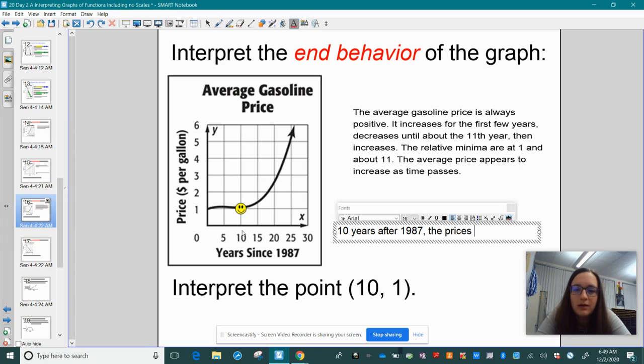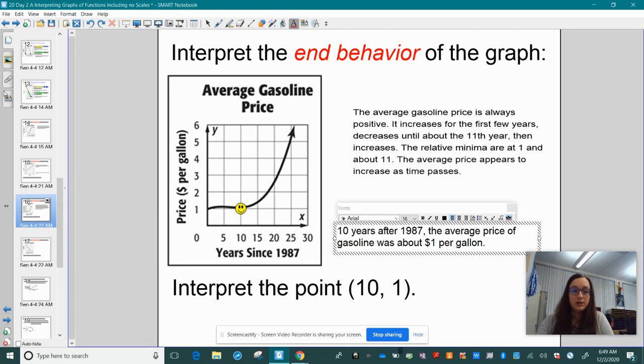The price of, the average price. Don't just go for price. Look at that title. The average price of gasoline was about $1. Oh, don't just put $1. Look at that label again. $1 per gallon. Make sure you get all your units. So notice we used parts from our title. We used parts from our X coordinate, our X axis, and our Y axis.